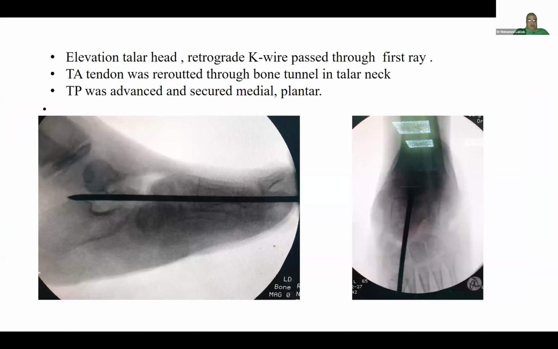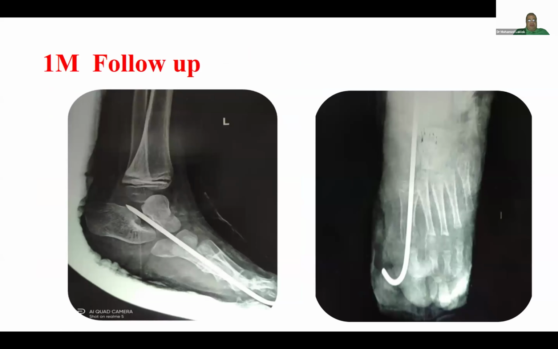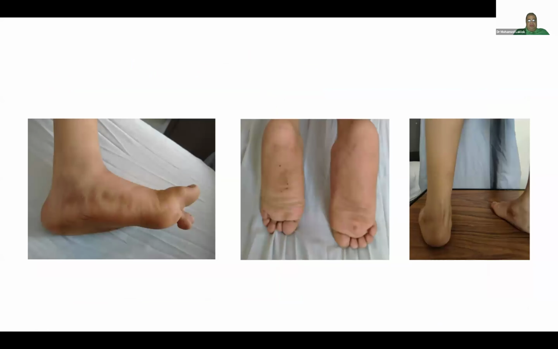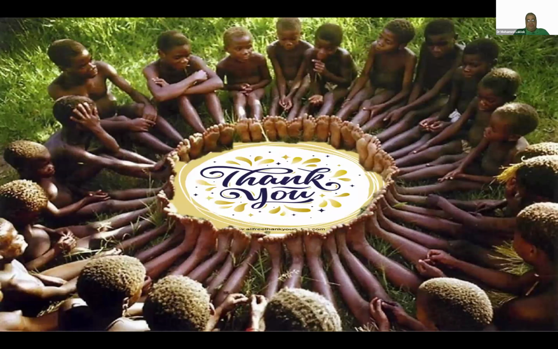This is a photo during operation after restoration of the talonavicular joint. In the first month follow-up X-ray, we can see normal alignment of the foot after naviculectomy. And this is the 8 months follow-up, and the photograph of the patient after 8 months follow-up. Thank you.